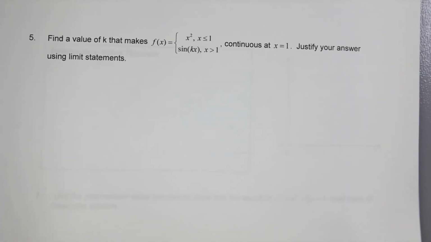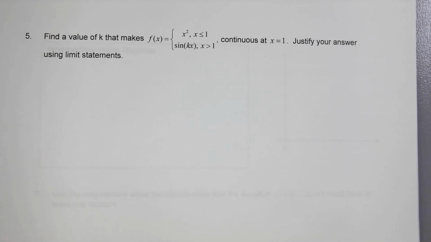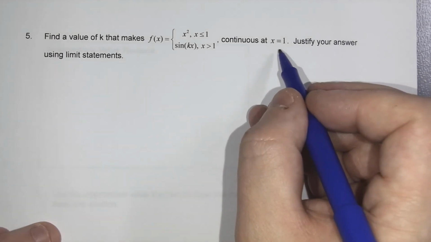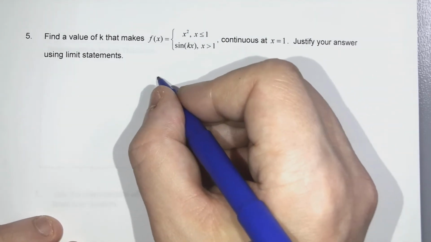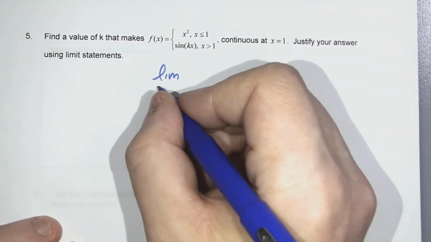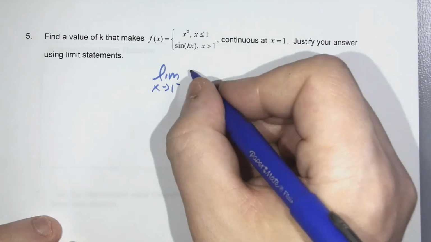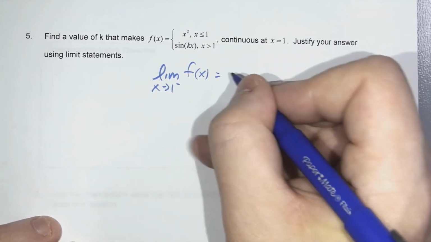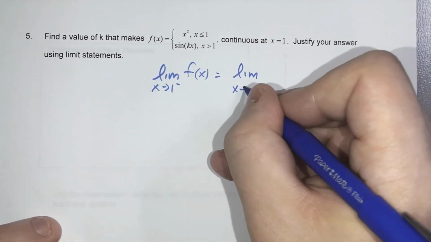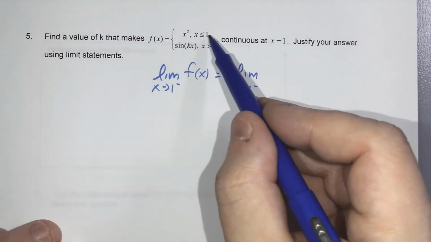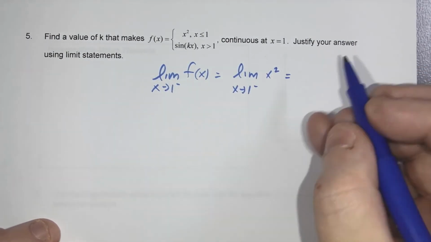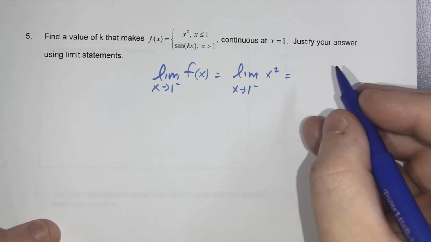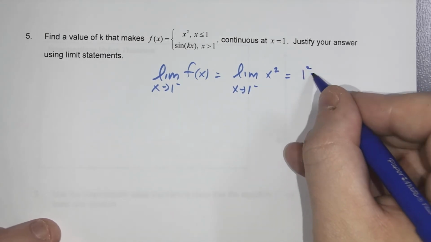Okay, problem 5. Find a value that will make this be continuous at x equals 1. So we want to force it to be continuous. We need that limit to exist. So what is the limit as x approaches 1 from the left of f of x? Well, that means we're on this part, and if we were to replace x with 1, we get 1 squared, which is equal to 1.